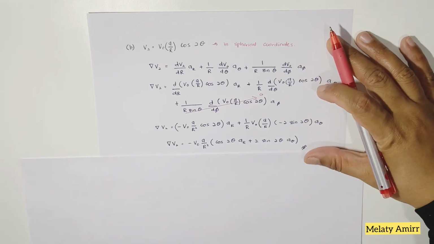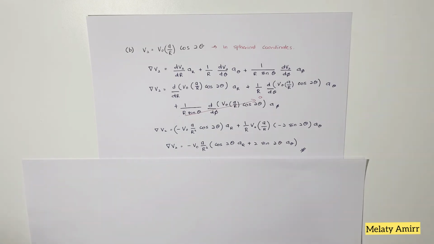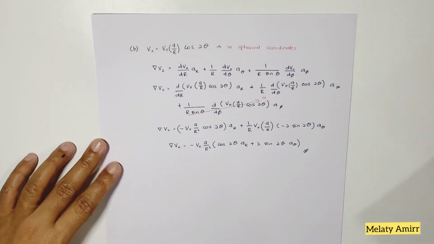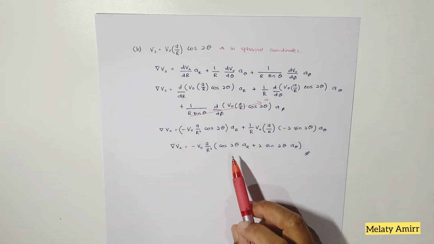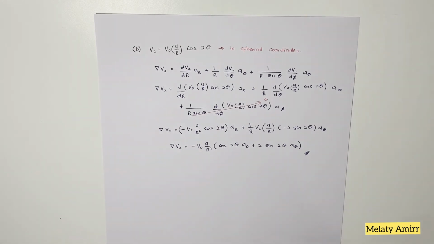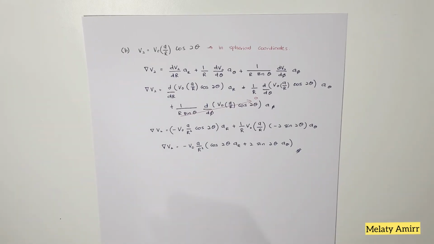Okay, and then you just simplify it, you will get this answer in terms of a, v naught, r, theta. Okay, that's all for question 2b.